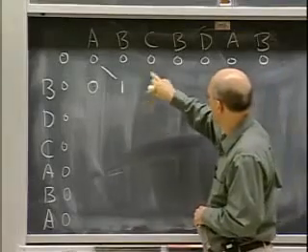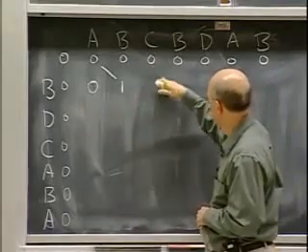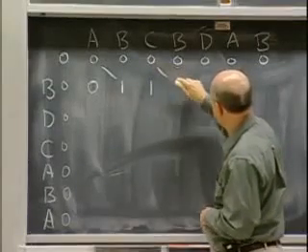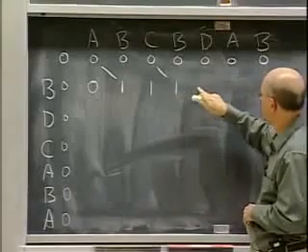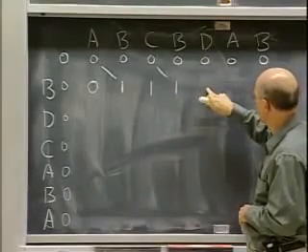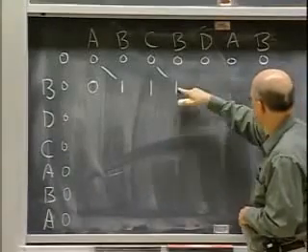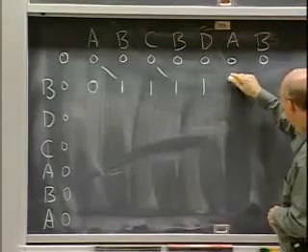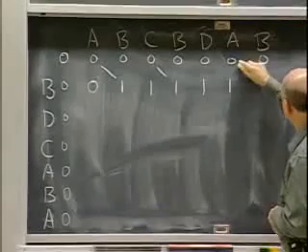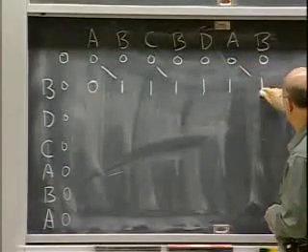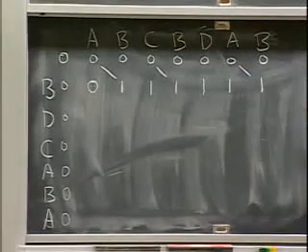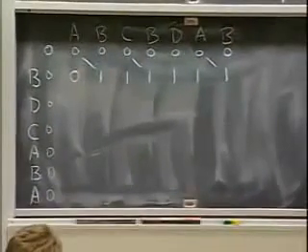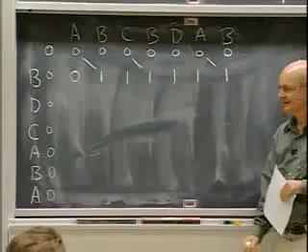So here, they don't match, so it's the maximum of those two. Here, they match, so it's 1 plus that guy. Here, they don't match, so it's basically the maximum of these two. Here, they don't match, so it's the maximum. Here, they match, so it's 1 plus that guy. So everybody understand how I filled out that first row? Okay, well then you guys can help.